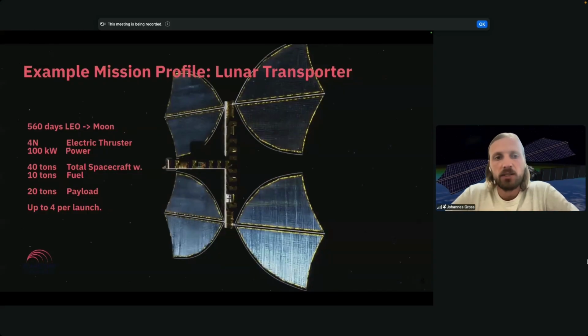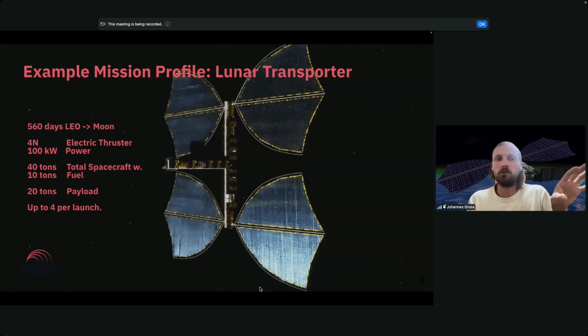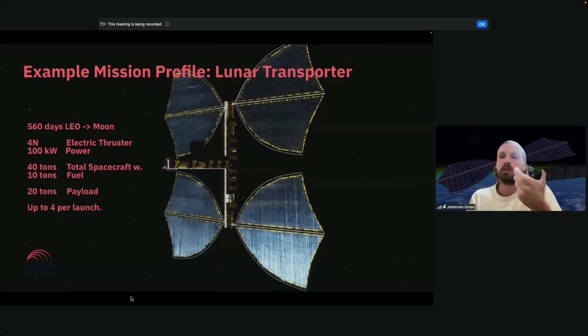A lunar transporter example where you have 3 of the backbones, 4 power subsystems that gives you 100 kilowatts of power. If you now plug in a 4-Newton electric thruster, you can get to the moon in 1.5 years, which is a little bit a long time, right? But you have to look at the payload ratio. So the total spacecraft mass is 40 tons here, but 20 tons of that is payload. And so this will be the cheapest way in a reasonable time to get to the moon. And so this is really showing the advantages of this kind of modular system.